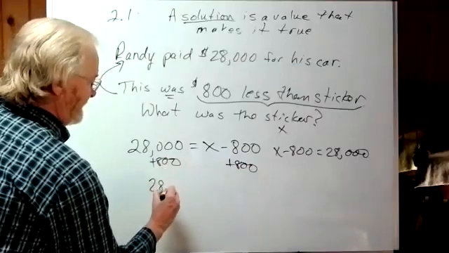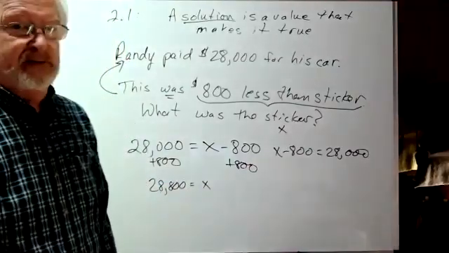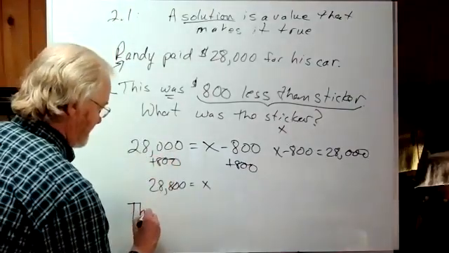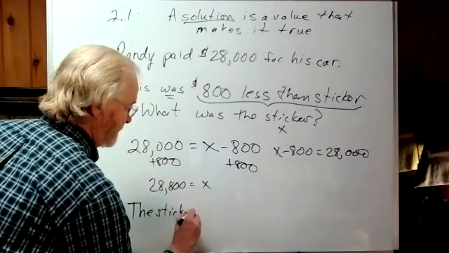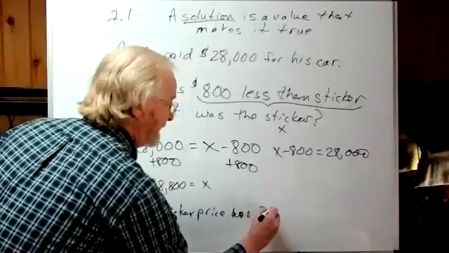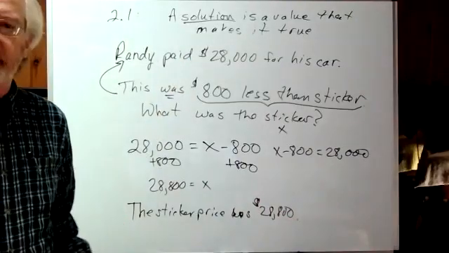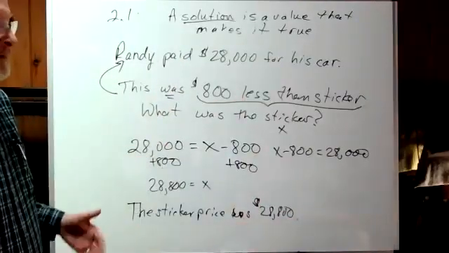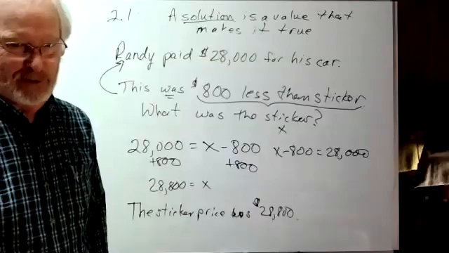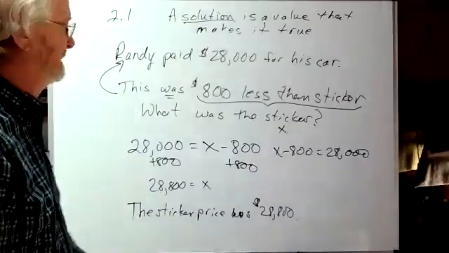And so 28,800 is x. If you were doing this in a written test in the classroom, we would now expect you to write a sentence answer. The sticker price is, or was, 28,800 dollars. Put your units on there. Complete sentence answer if the problem is framed in a sentence context. Consider a full sentence answer, all right? Mom doesn't get picky like that, but I got to talk about it, right?